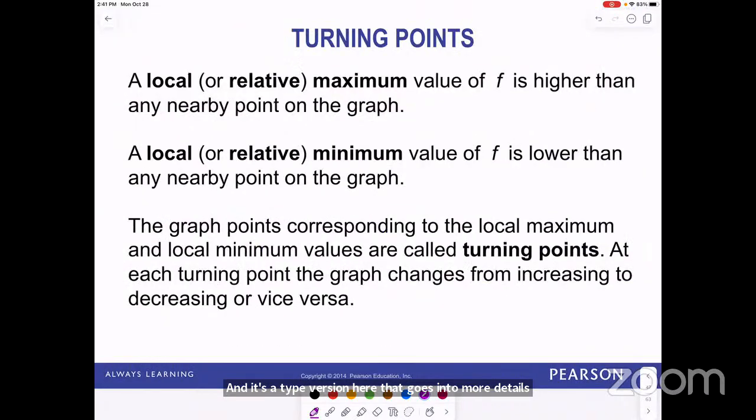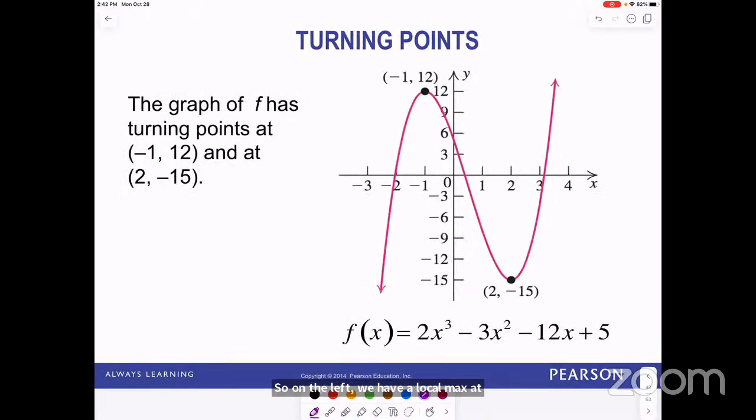And then a local max or a local min. The local max is like the peak of a mountain, right? So we have our polynomial curves. When we have a turning point and it's the top of a mountain, we call that a local maximum. And the local minimum is like the bottom of a valley. So when we have those dips, those bottoms of the valleys, that's what we call a local minimum. The graph points corresponding to the local max and the local min are called turning points. At each turning point, the graph changes from either increasing to decreasing or vice versa. On the left, we have a local max at negative 1, 12. On the right, we have a local min at 2, negative 15. So these are the turning points, identifying the local max and the local min.